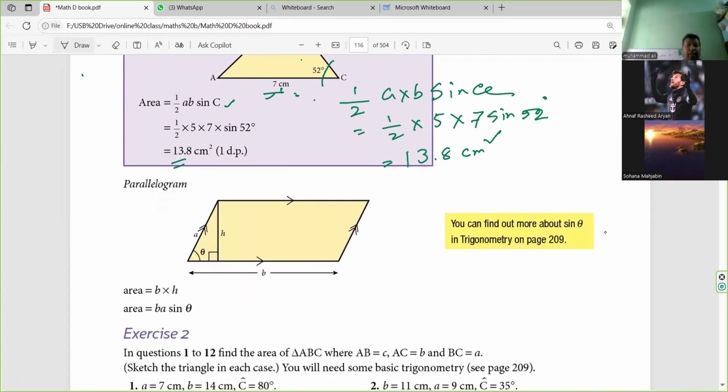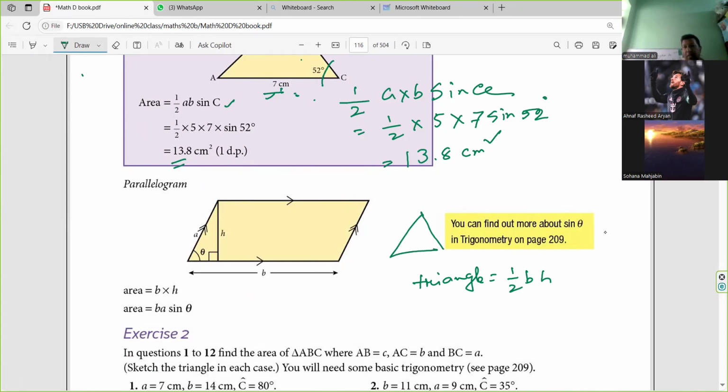Another thing you have to remember, the parallelogram area formula is just double of a triangle. For a triangle, we wrote half into base into height. If this is a triangle, then double of a triangle is actually a parallelogram. If you expand this, with another triangle, the area of a parallelogram is base into height, because if you multiply by 2, you get base into height.